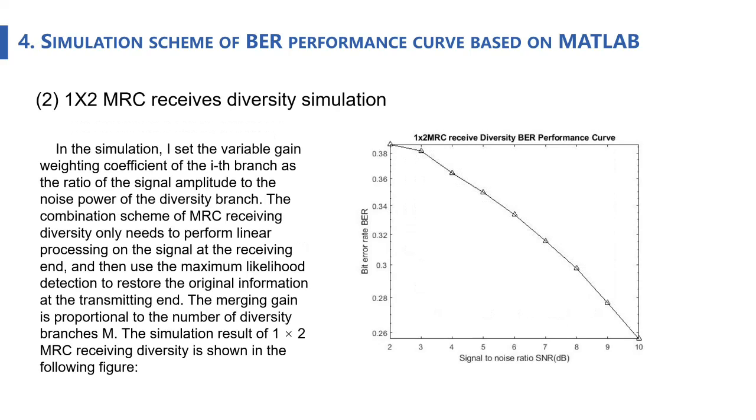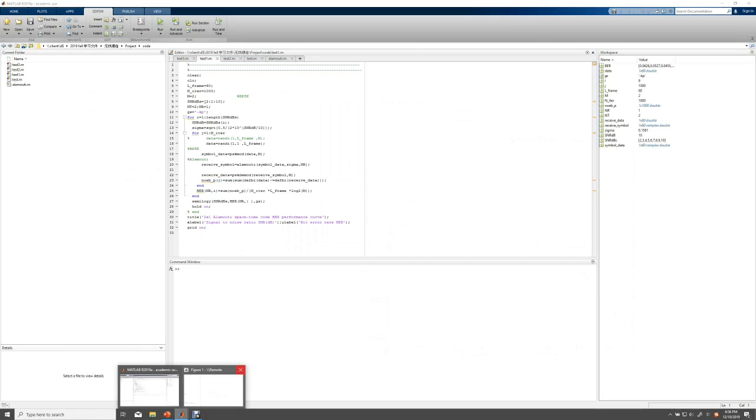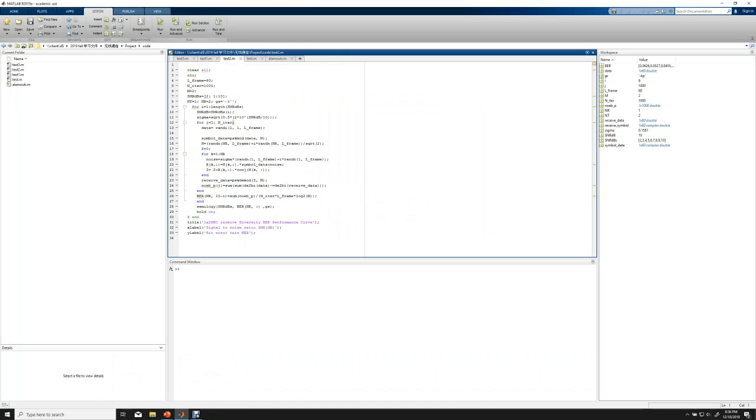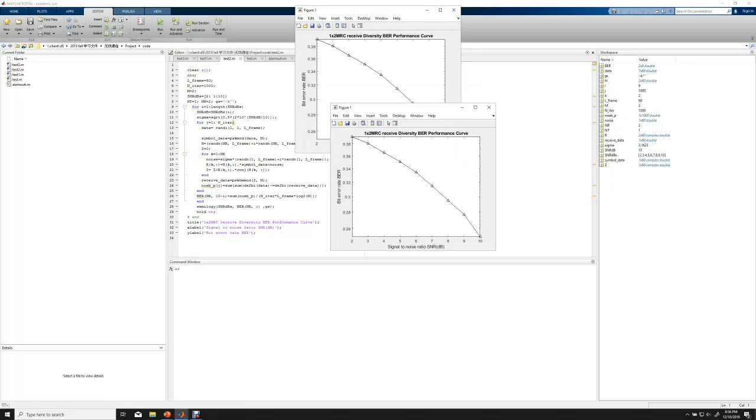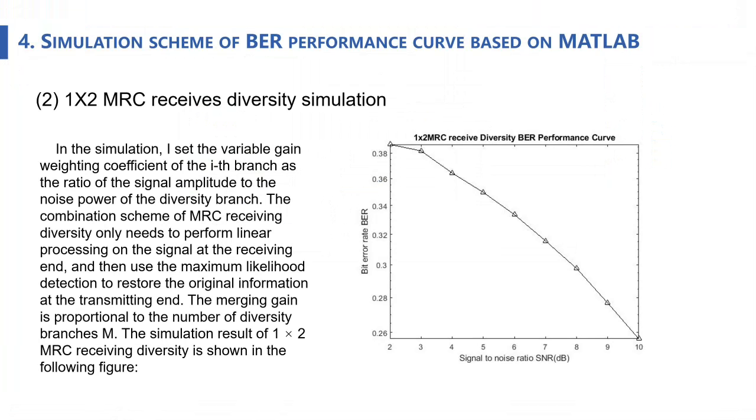And now the second simulation is a 1x2 MRC receive diversity simulation. In this simulation, I set the variable gain weighting coefficient of the i-th branch as the ratio of the signal amplitude to the noise power of the diversity branch.